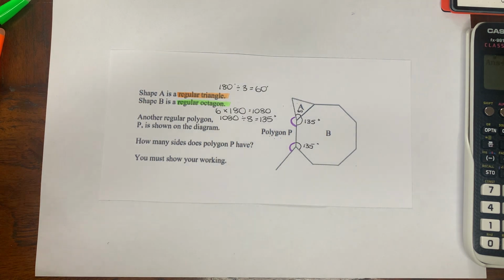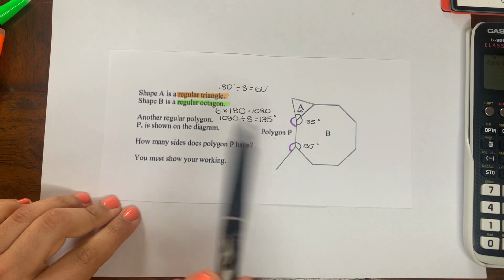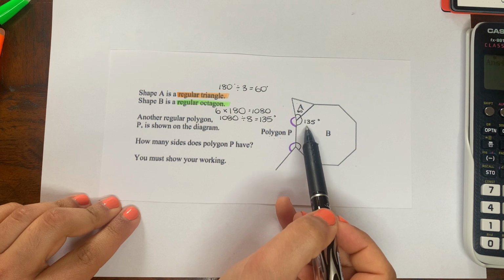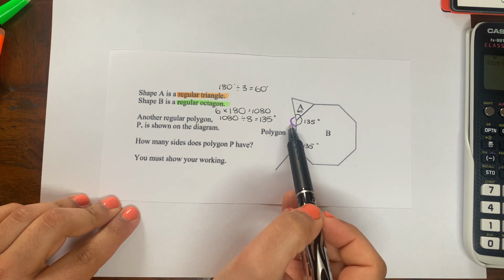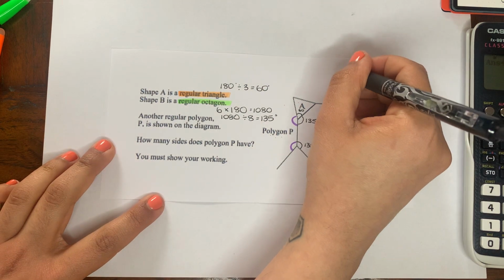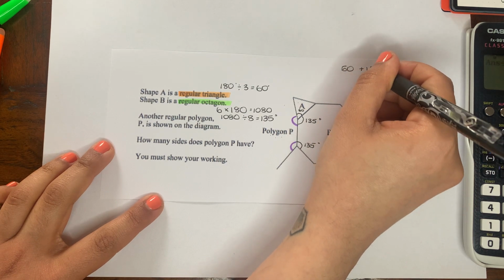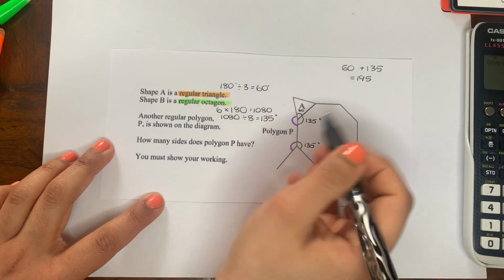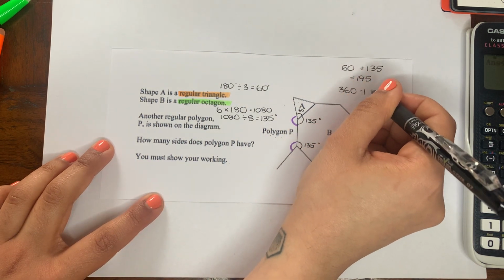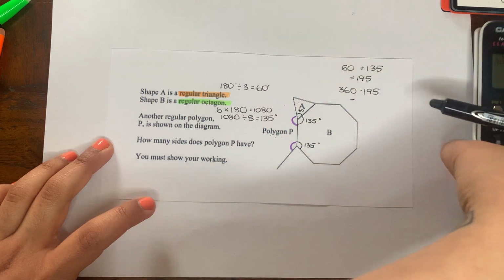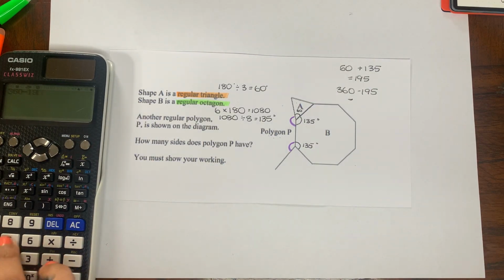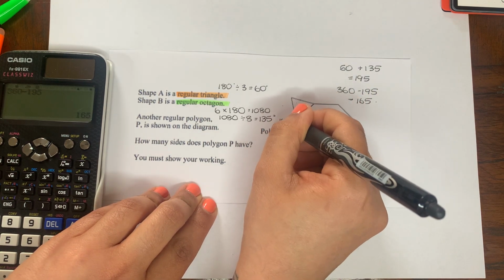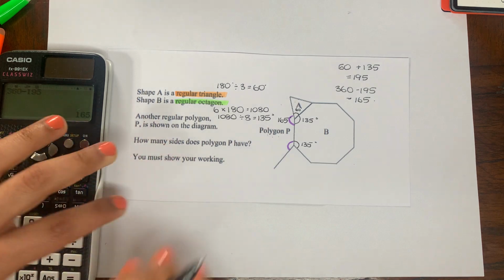Well, I'm going to use what I know. This bit here, I've got an unknown value, so I'm not going to worry about that. I'm going to focus on this bit here. I've got an angle of 60 degrees and an angle of 135, and then my unknown angle. So I'm going to start by adding 60 and 135, which of course gives me 195. And then I'm going to take those away from 360 because they make a full circle. I'm going to use my calculator to make sure I don't make any silly mistakes. That is 165 degrees. So that one there is 165 degrees.